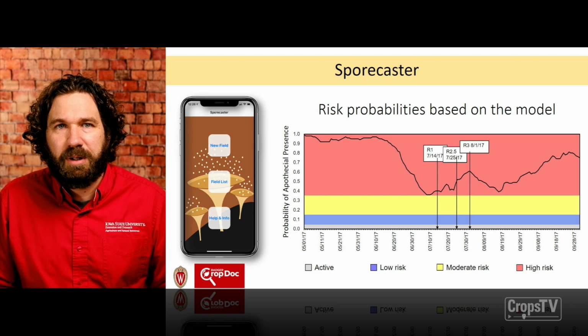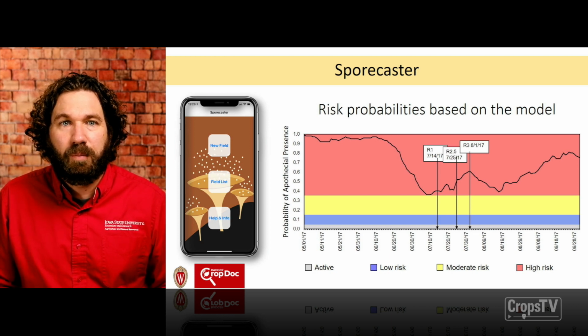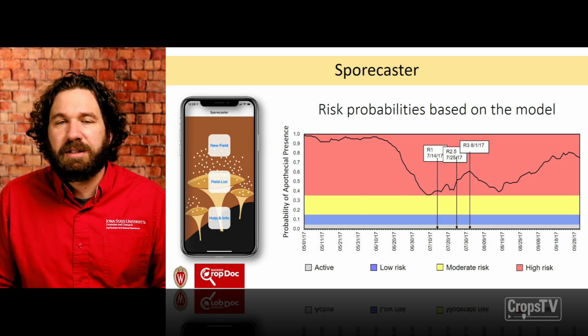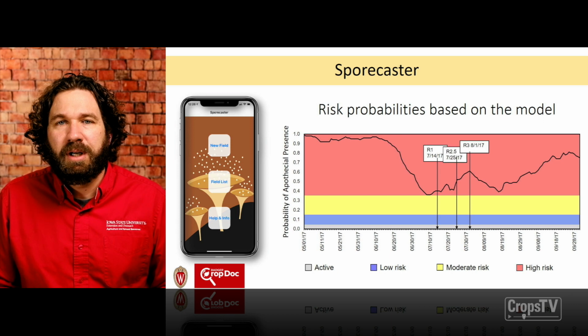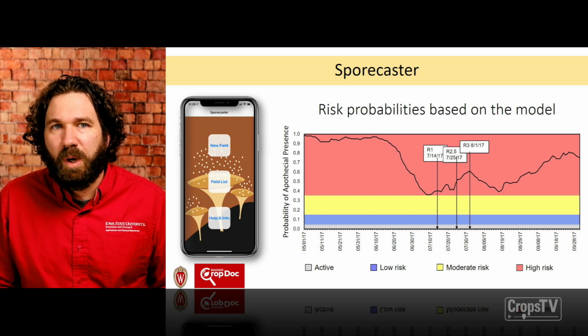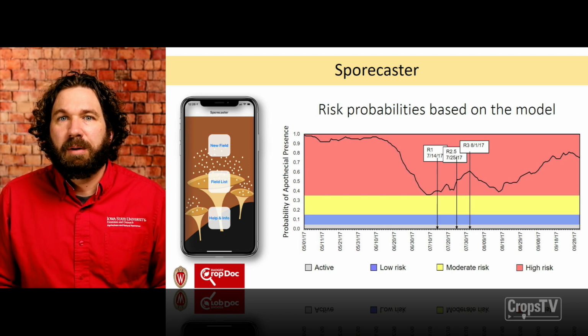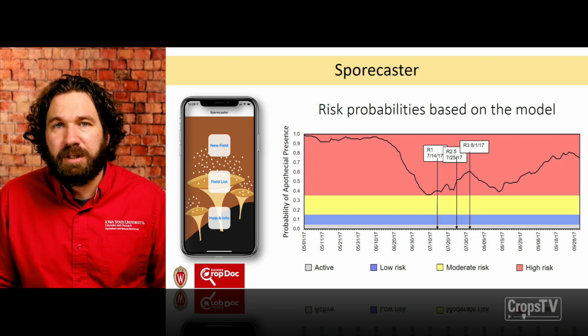And so there is this product, Sporecaster. A lot of you are familiar with it. This was developed again at the University of Wisconsin, and it's essentially predicting the risk in a particular field. It's basing it on when the apothecia, those mushrooms, are developing and producing the inoculum. And so it looks like it's doing a good job of making predictions in Wisconsin and Michigan and in other states.